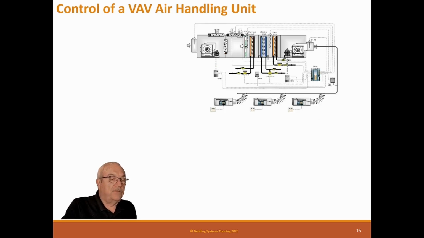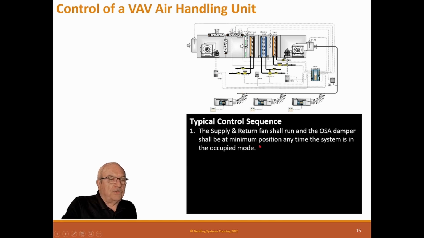All right, this is the VAV air handling unit that's providing air to those boxes we just looked at. So a typical control sequence: a supply fan and return fan shall run and the outside air damper should be at minimum position anytime the system is in the occupied mode. So when we're in occupied mode, both fans run and this minimum outside air damper opens to provide ventilation air.